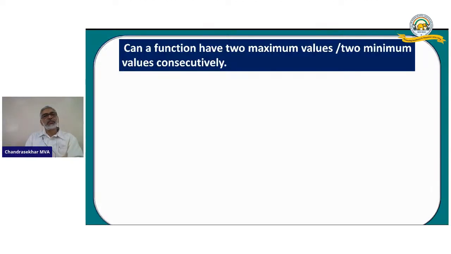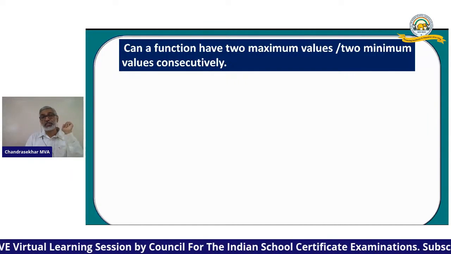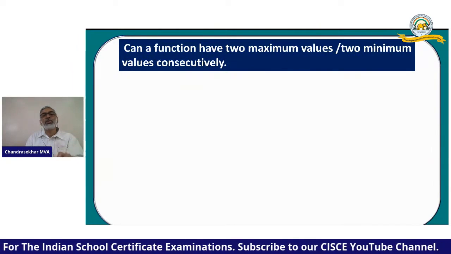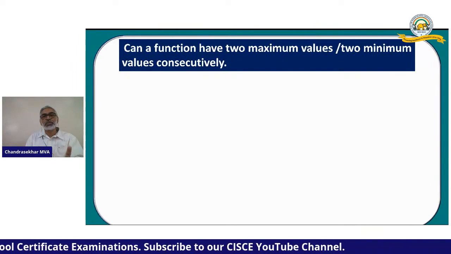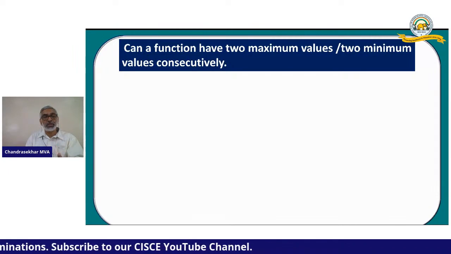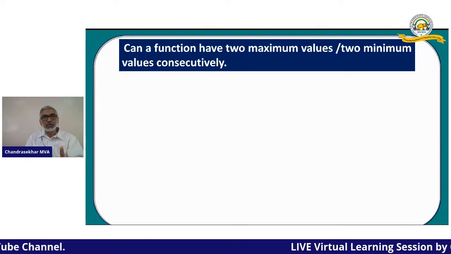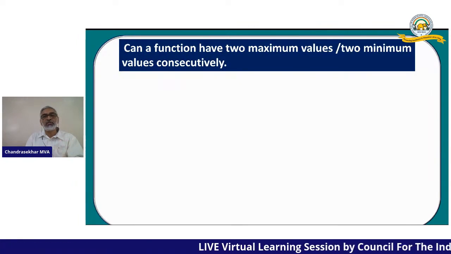The next question is, can a function have two maximum values or two minimum values consecutively? So today, right now, we discussed this point. A function cannot have two maximum values or two minimum values consecutively. These maximum values or minimum values always occur alternately.